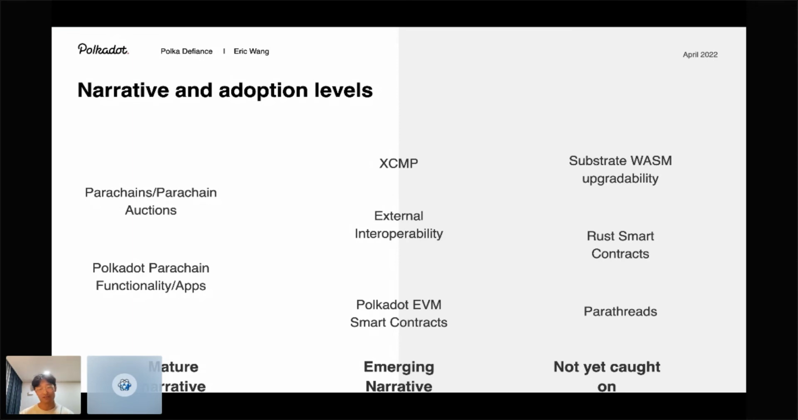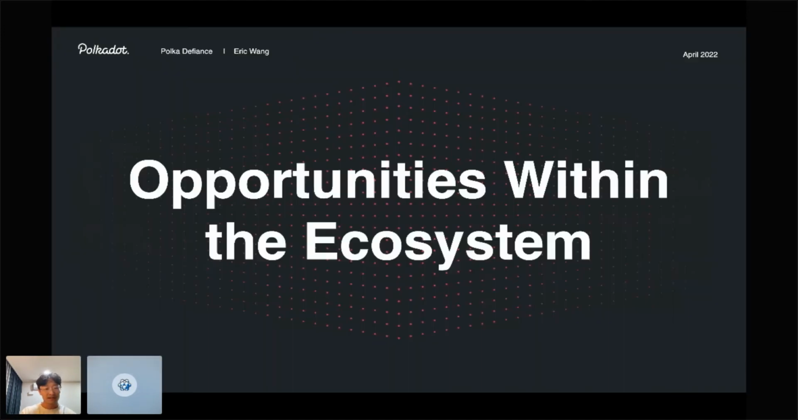As well as obviously parathreads are an idea that I think a lot of people don't quite understand yet, and it's also not technically available yet, but it's something that we foresee more adoption of in the future as well. And finally, I'd like to conclude this presentation with some slides about some of the opportunities that both builders as well as non-builders can have within the ecosystem.